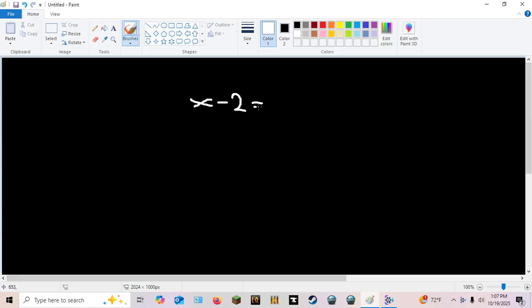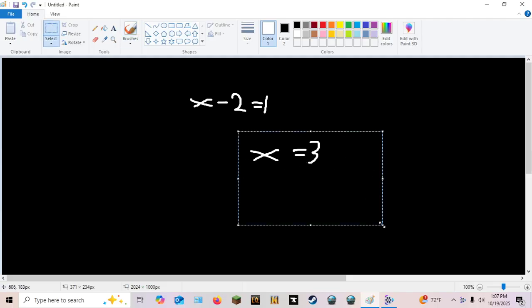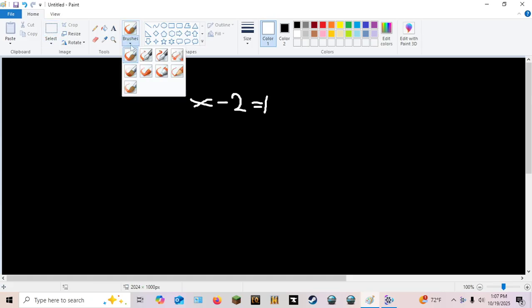x minus 2 equals 1? We know that x equals 3 because it has a value in it. But how can I prove that? I need to do the opposite operation. I need to get positive x by itself.